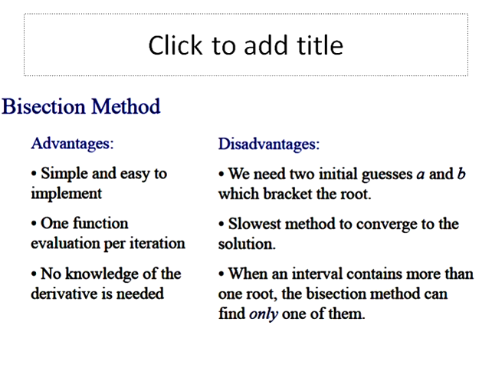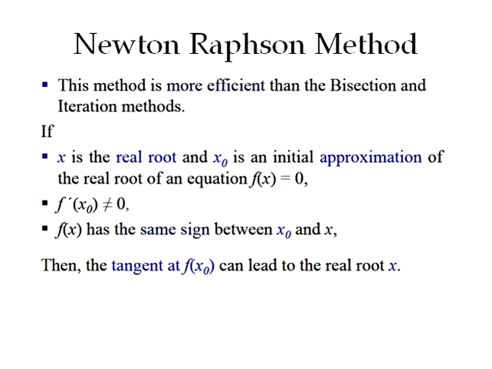Now we move on to the second method, which we are going to discuss here, that is the Newton-Raphson method. The Newton-Raphson method is a much more efficient method than the bisection and some other iteration methods. So here we approximate that if x is the real root and x0 is the initial approximation of the real root of the equation f(x) = 0, then f'(x0), which represents the slope at the point x = x0, is not equal to 0, then f(x) has the same sign between x0 and x. Then the tangent at f(x0) will lead to the real root x.